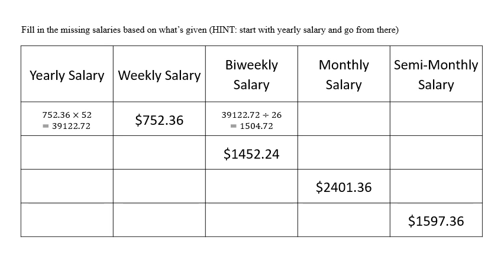$1,504.72. Our monthly salary, we divide by 12, $3,260.23. And our semi-monthly, we divide by 24, $1,630.11. So I want you to now try to fill in the other three columns. So start by finding the yearly salary and then use that to fill in the rest of the columns.